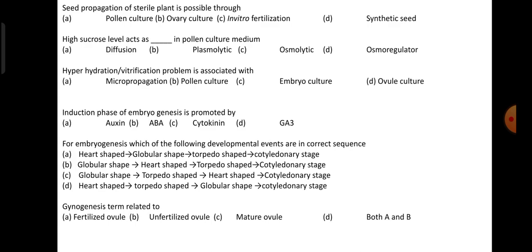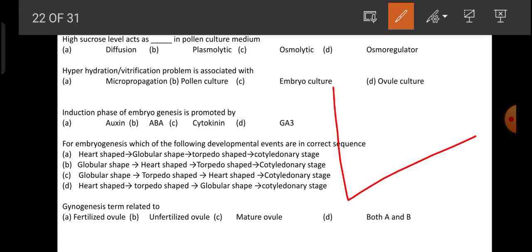Next question, induction phase of embryogenesis is promoted by. There will be different phases in plant tissue culture. You should know them. First one is lag phase, then log phase, then induction phase, and finally the death phase. Four phases will be there in a tissue culture growth curve. So here four options are given: auxin, ABA, cytokinin, and GA3. For induction phase, auxins are important, as they promote the induction.